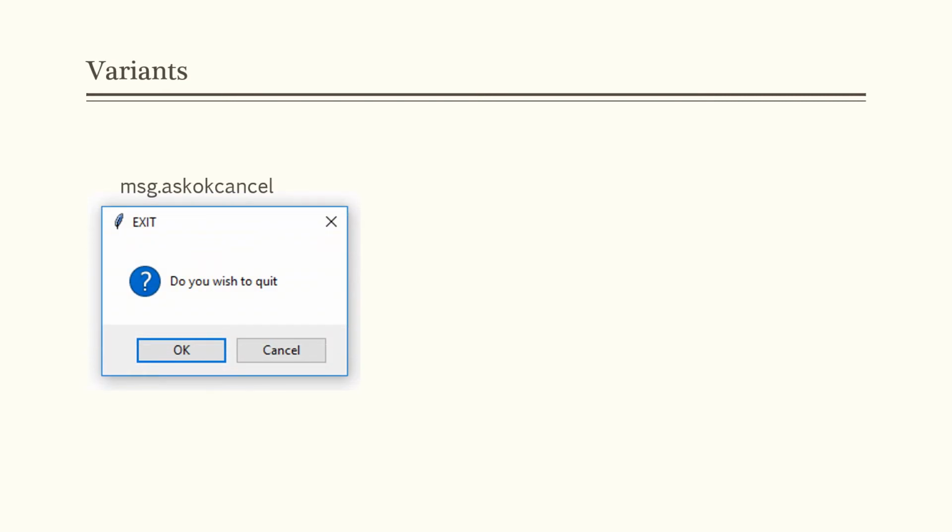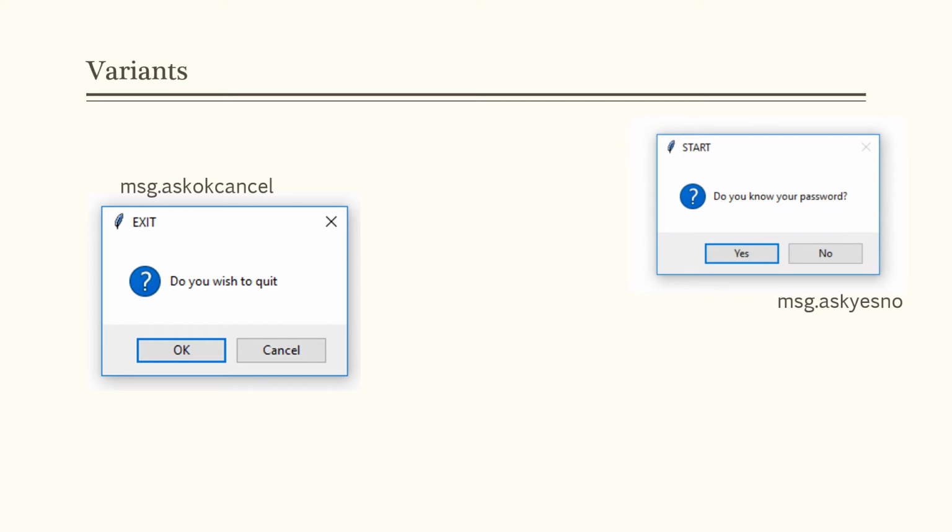As before, there are variants. So ask OK, cancel will get you a box that looks like that with OK and cancel as the two buttons. There are two others though. There's ask yes, no. So in my example here, do you know your password? Yes or no.